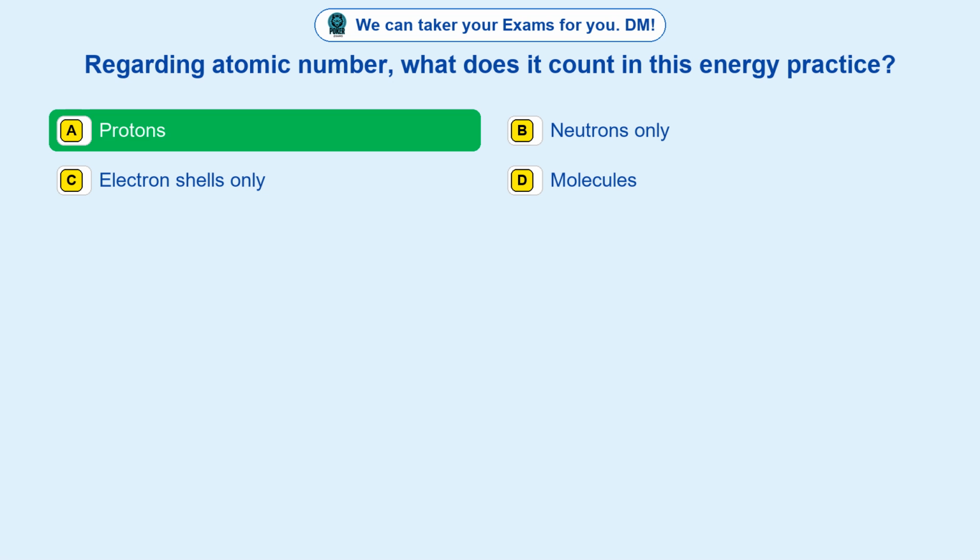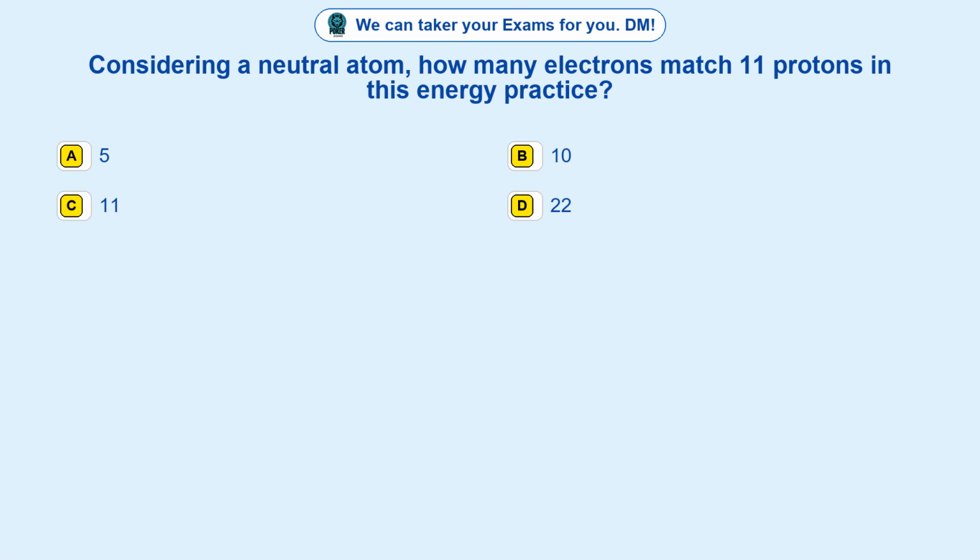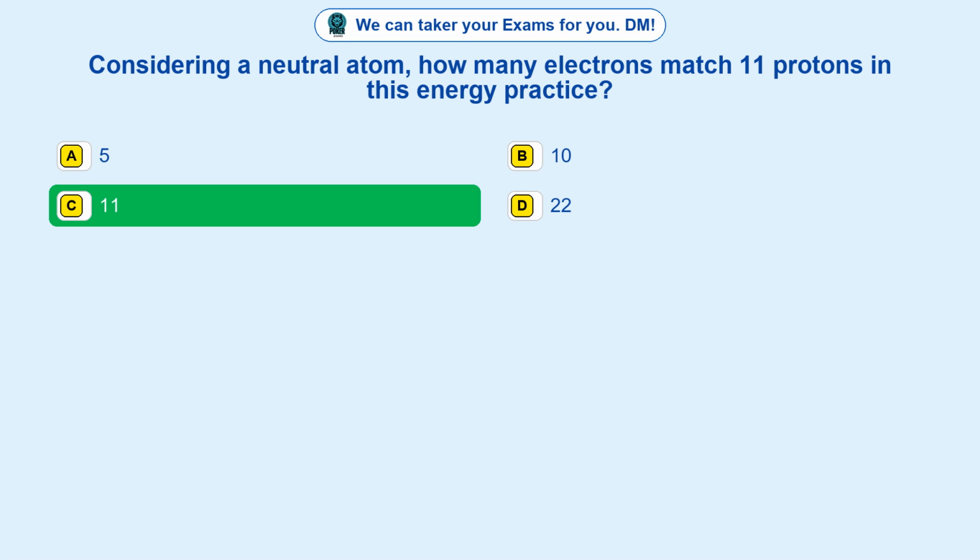Protons. Atomic number is the number of protons in an atom's nucleus and identifies the element. Neutrons affect isotopes, electron shells describe electron arrangement, and molecules contain bonded atoms. Question 32. Considering a neutral atom, how many electrons match 11 protons in this energy practice? Option A, 5. Option B, 10. Option C, 11. Option D, 22. The correct answer is option C.